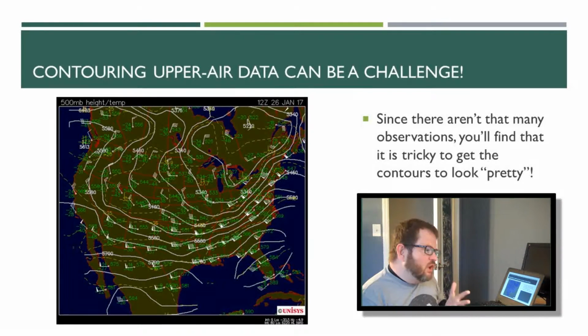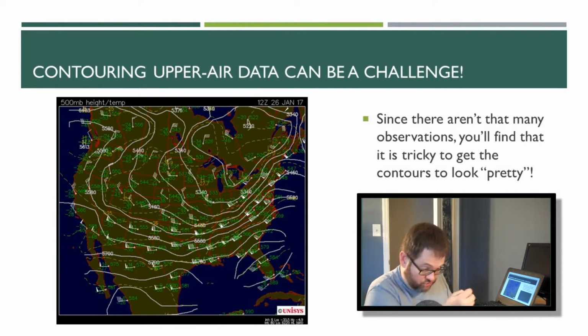Now, because we only have something like 85 stations around the country where we are observing the upper air conditions, it can be challenging to contour this kind of data. I mean, you'll get some exercises with this when we do another assignment that involves contouring, but getting the contours to be pretty and smooth and elegant can be a challenge both for individuals drawing it with a pencil and for software.